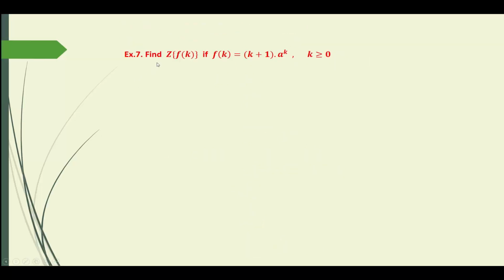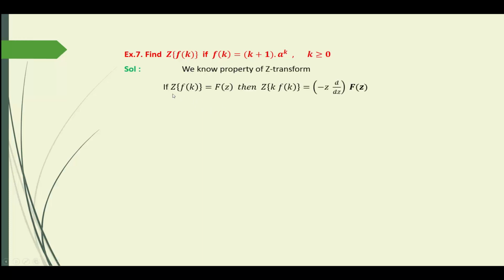Example 7. Find the z transform of f of k if f of k is equal to (k plus 1) into a raised to k for all positive values of k. Solution. We know the z transform property: if the z transform of f of k is capital F of z, then the z transform of k into f of k is equal to minus z into d by dz of capital F of z.